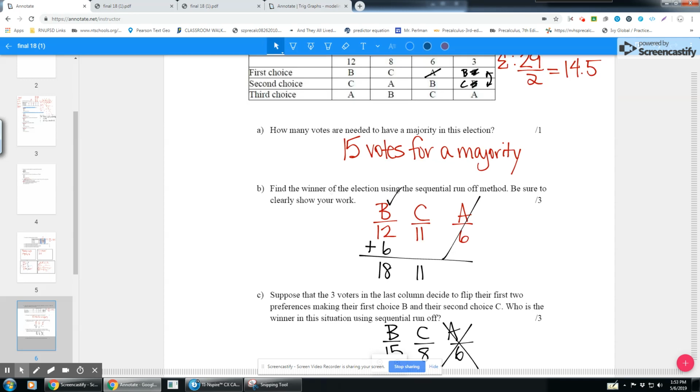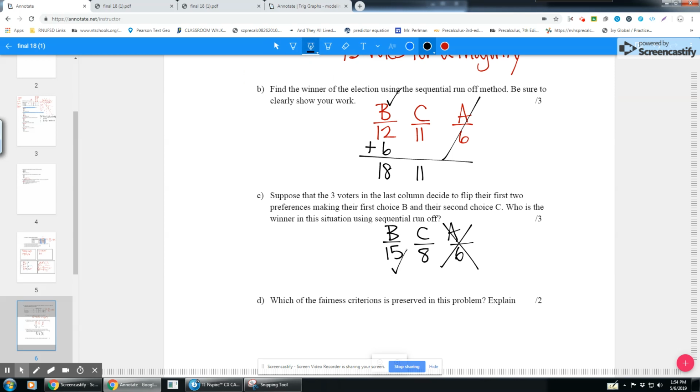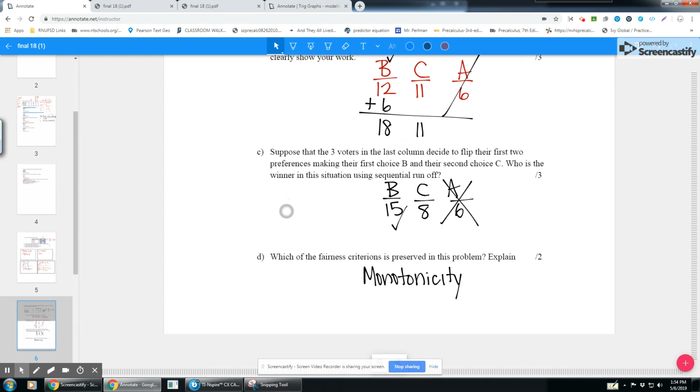And when we look at A, the next one up is B. So B still wins. Which one is preserved? This is monotonicity, the one that says if you get more support, you should still win your election.